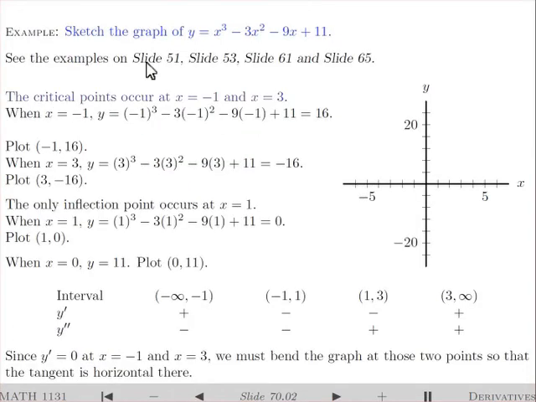And to plot the corresponding points, we have to find the y coordinates. So we plug in the critical values, negative 1 and 3 for x, into the equation to find the y coordinates. When x is negative 1, y comes out to be 16. So the point is negative 1, 16. I am going to plot that. When x is 3, y comes out to be negative 16. So the corresponding point is 3, negative 16. We will plot that as well.